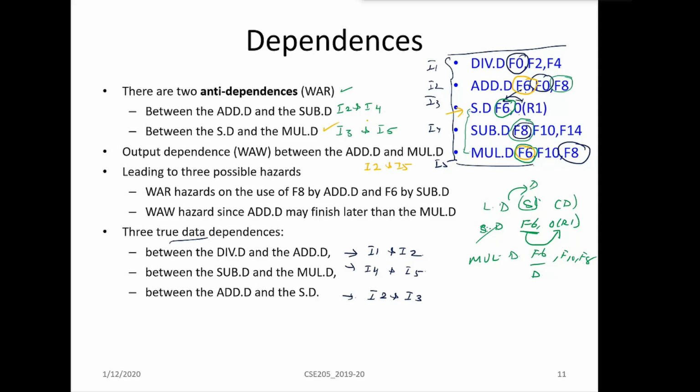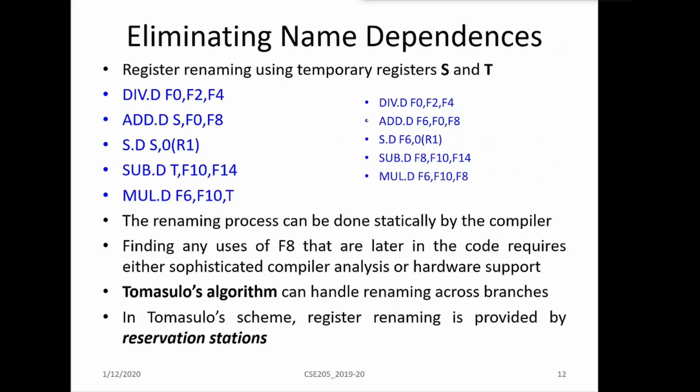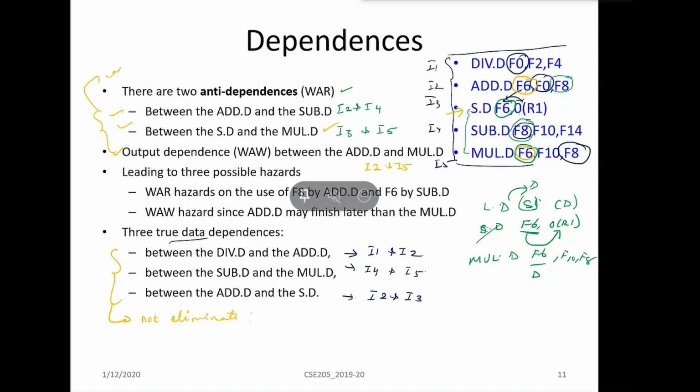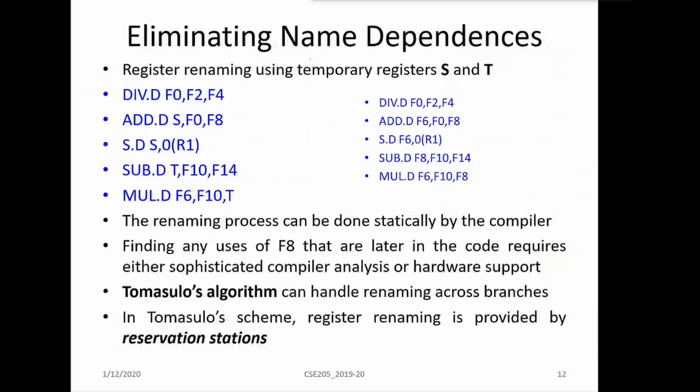So the true dependence, output dependence and anti-dependencies. What we can do is, these three things cannot be eliminated, since it is a true data dependence. But the other two can be eliminated because those are only WAR and WAW hazards. So how can they be eliminated? The only thing is we need to go for register renaming. So how do we do the register renaming?